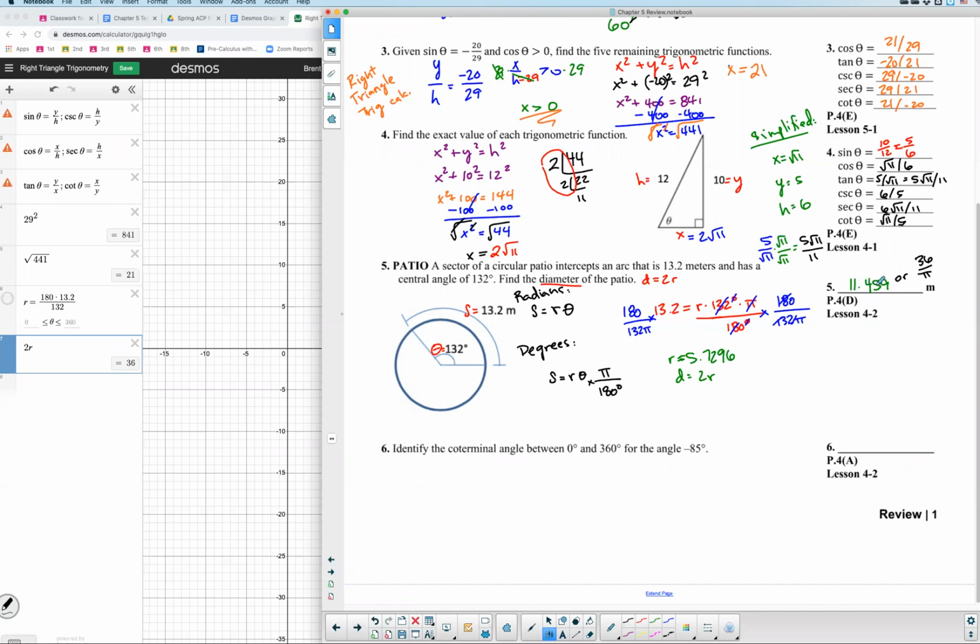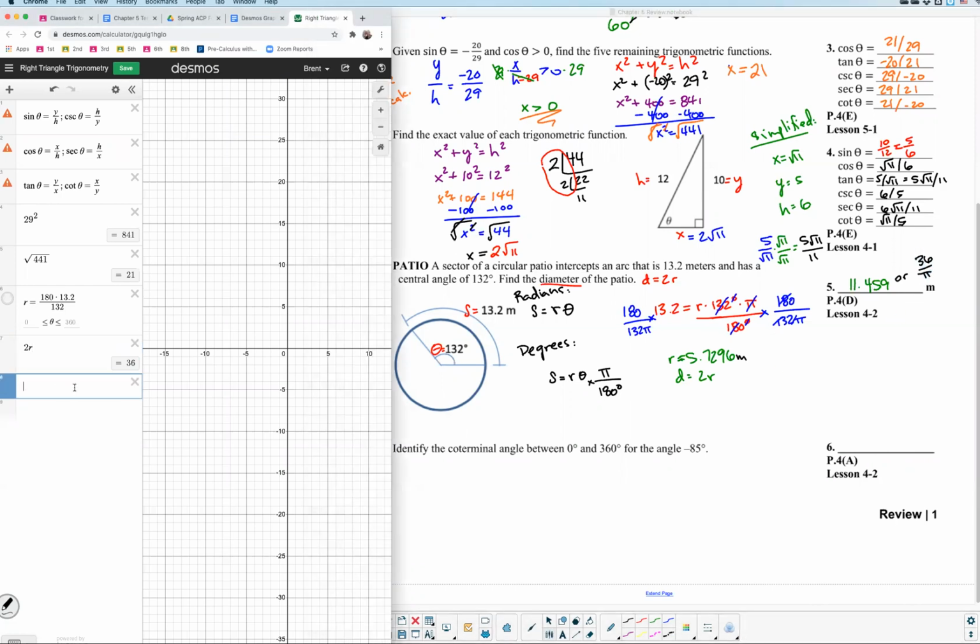So it's either 11.459 meters, or it's 36 divided by pi meters. Let me check that just to make sure I'm right. 36 divided by pi, yeah, that's the same number. So that would be in terms of pi. Depends on how they want the answer. Okay.